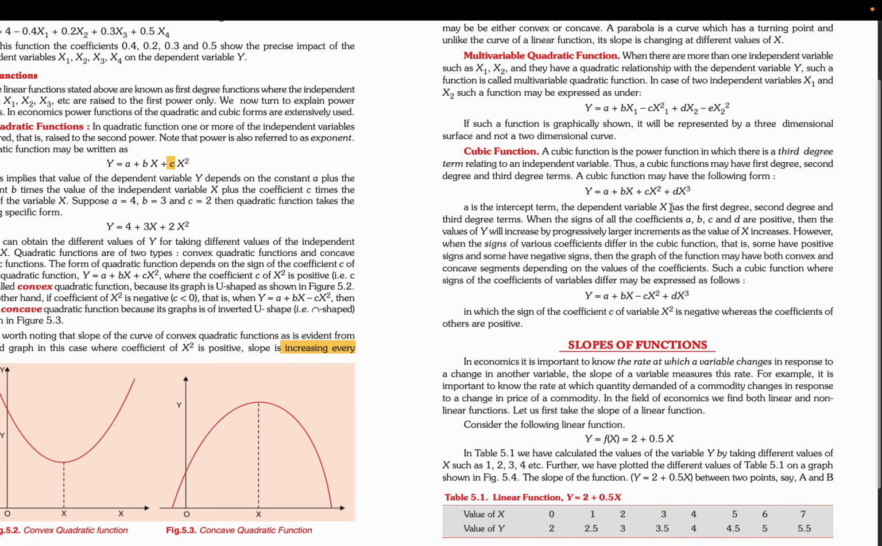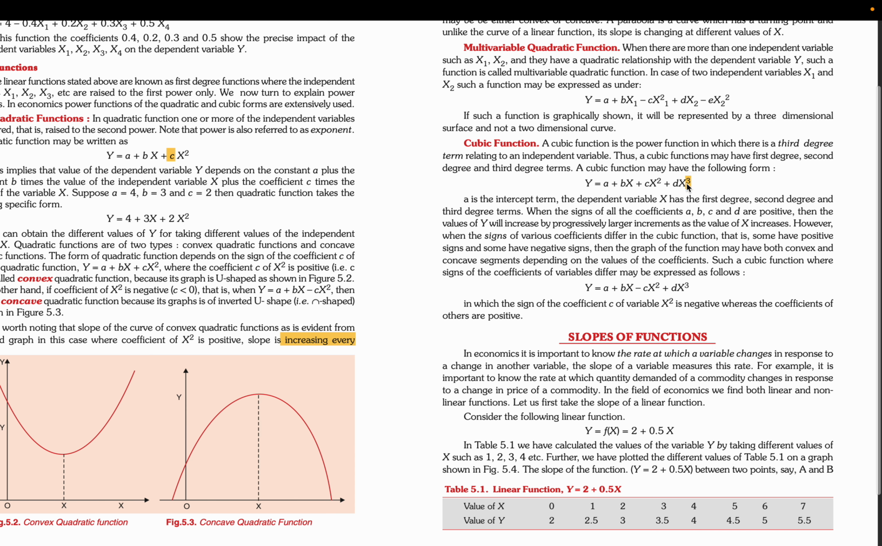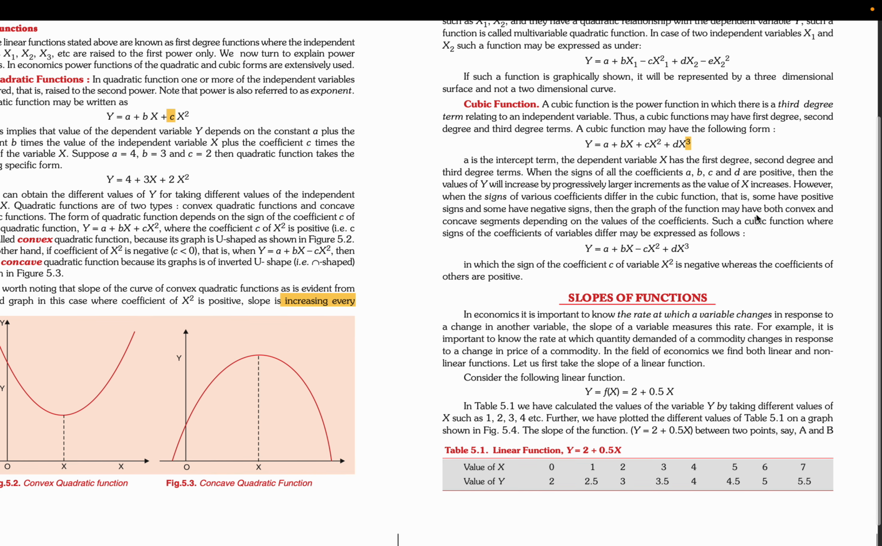Cubic functions. A cubic function is a power function which has a third degree term, like it's shown here, relating to the independent variable. Of course, the independent variable is going to carry this third degree. Thus, a cubic function may have first degree, second degree, and third degree terms. So this is a first degree term, second degree, and this is a third degree term.